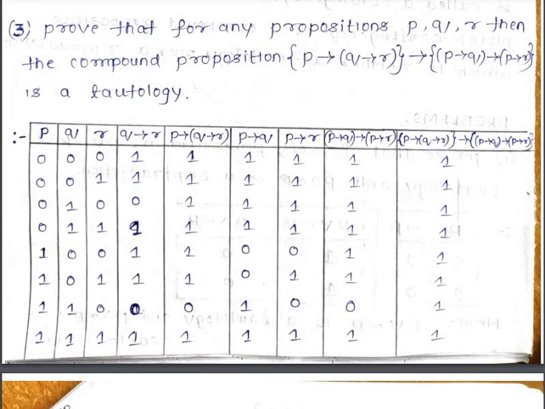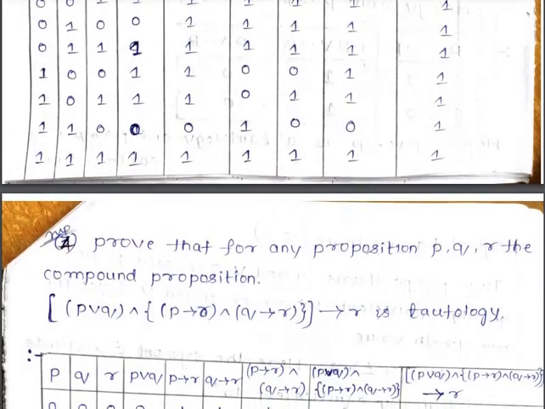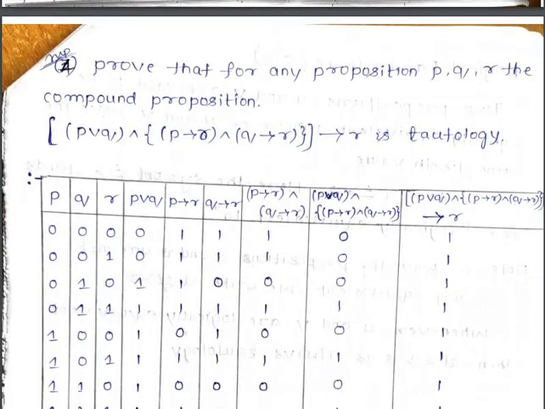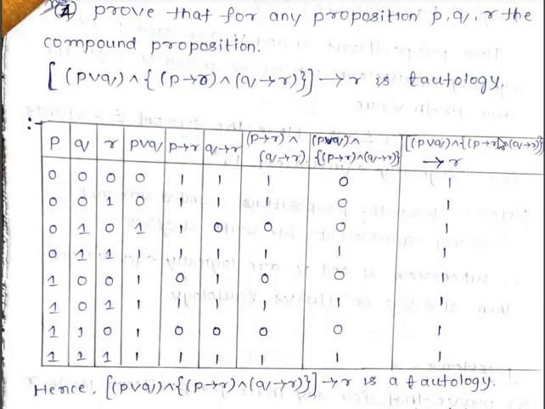Now let us move to the next problem. Prove that for any propositions P, Q, R, the compound proposition P or Q and P implies R and Q implies R is a tautology. How many variables? 3 variables, so P, Q, R you have to take. 2 to the power of 3 means 8 possible values you should get.